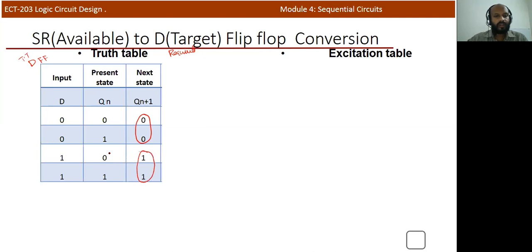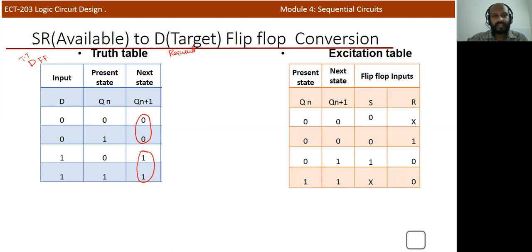Now we need to identify the available one. The available one is SR, or the given flip-flop is SR. So now we need to write the excitation table of the SR flip-flop. This is the excitation table of the SR flip-flop. For a transition from 0 to 0, your SR input should be 0 and X. That X indicates the don't care condition.